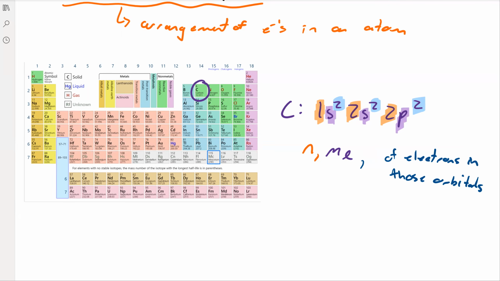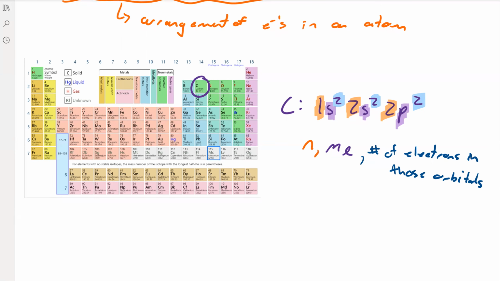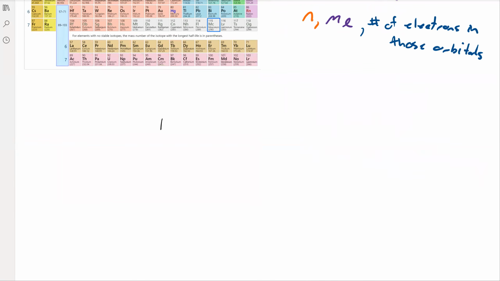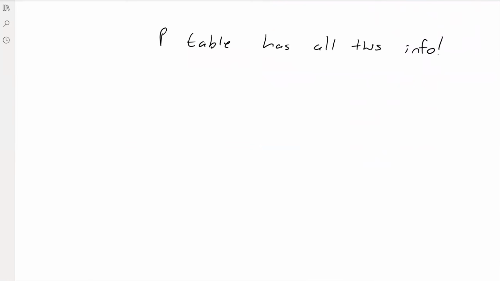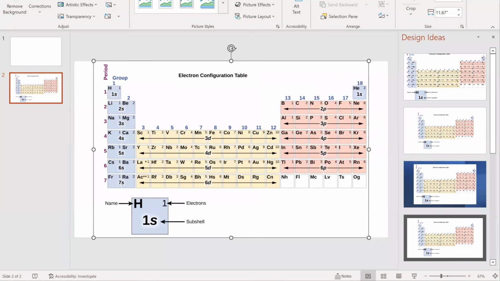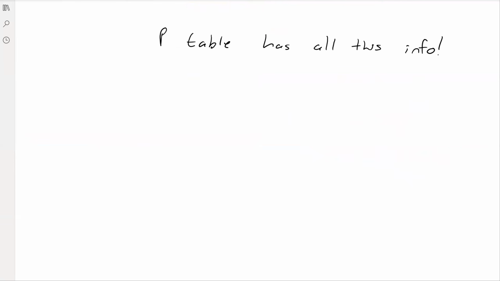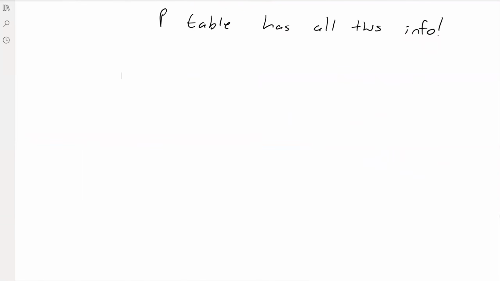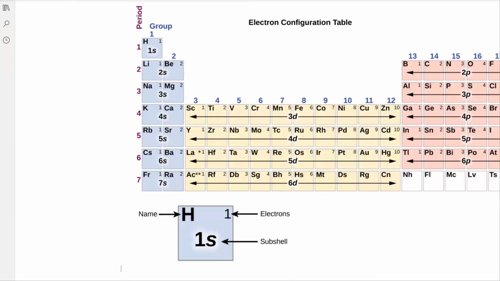And we'll take a look at an example of how to write out electron configurations in the next video. But the cool thing about this is that the periodic table has all of this info. So there's not too much memorization we have to do. We just have to understand how to read the periodic table. And so here's just a different version of the periodic table that's kind of meant more to illustrate the electron configurations.